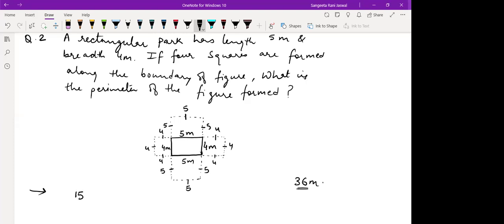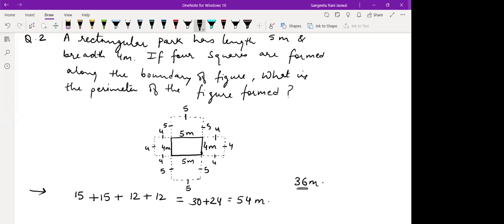And here also 5 into 3 is 15. Okay, this is 15 meters, 15 meters. And here it is 4 plus 4 plus 4, so 4 threes is 12. And this side is also 4 plus 4 plus 4, so that is 12. Okay, so this is along the boundary. Anything left now? No. So 15 plus 15 is 30, plus this 24. So this is coming out to be 54 meters.